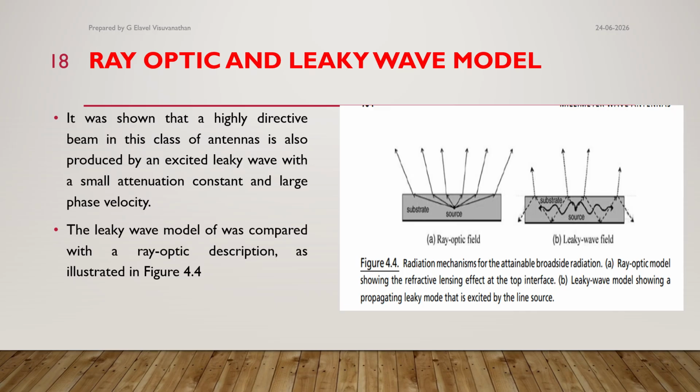The leaky wave model was compared with a ray optical description. It has been clearly given in the diagram. See, first one, A is the ray optic field, B is the leaky wave field. In the ray optical case, you can see rays from the source going through the substrate. The same thing, if you consider the leaky wave field with the source and the substrate, there is a leak with a small attenuation constant as well as a large phase velocity. Due to this, it is named the leaky wave model.